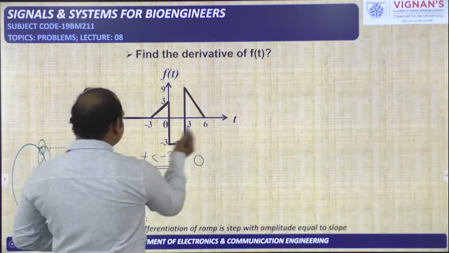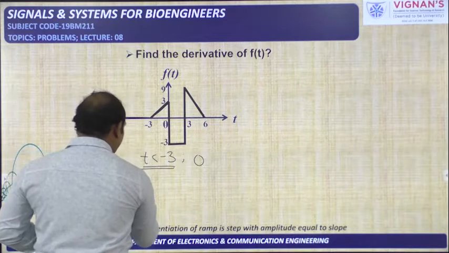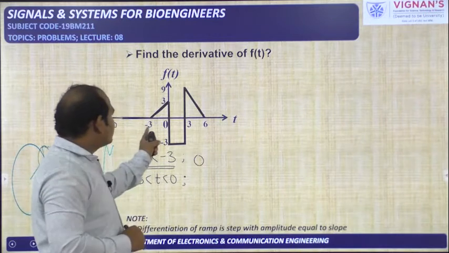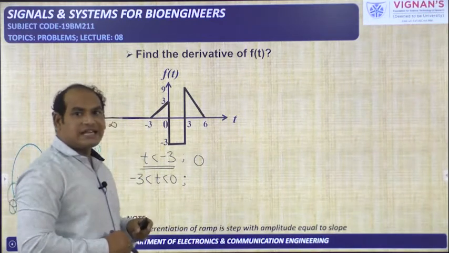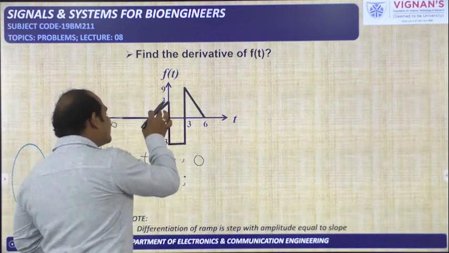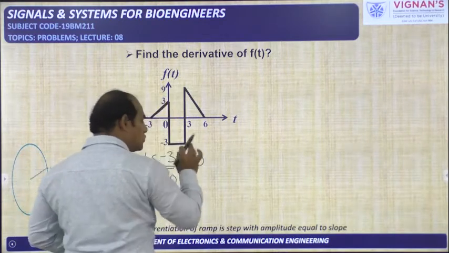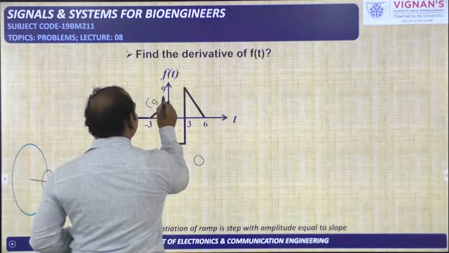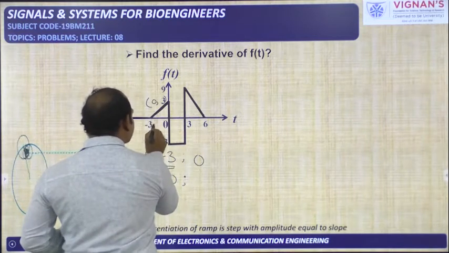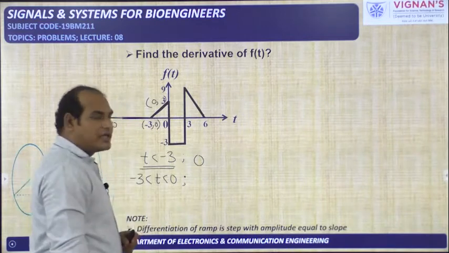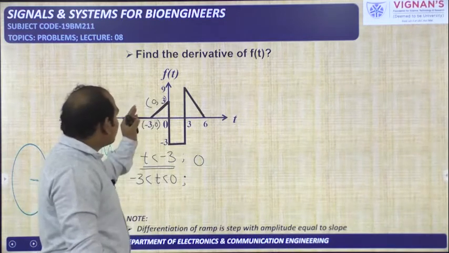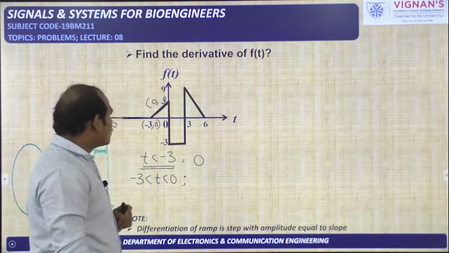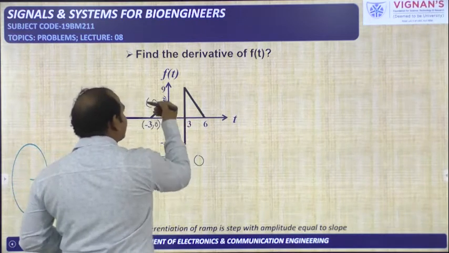Next, we are interested in when t is changing from minus 3 to 0. In the original signal, a ramp is there. So what is the mathematical expression for this one? If you know that, we can write the derivative for that. Here the coordinates at this point are 0, 3, and the coordinates at this point are minus 3, 0. Find the slope for this one. For example, this is x1, y1 and this is x2, y2. Then we can find the slope, that is y2 minus y1 by x2 minus x1.